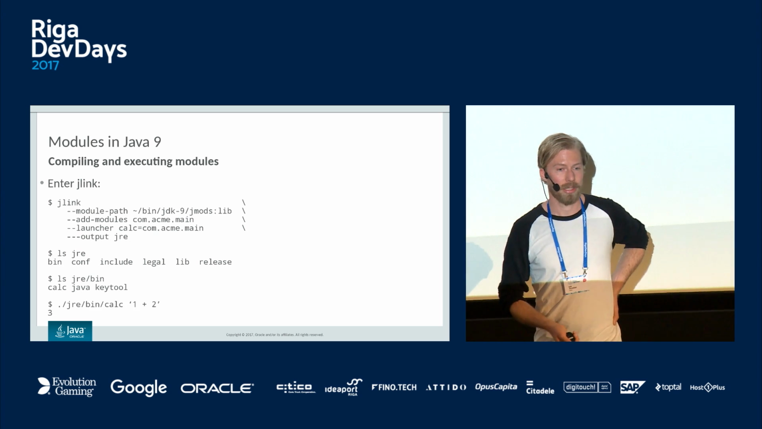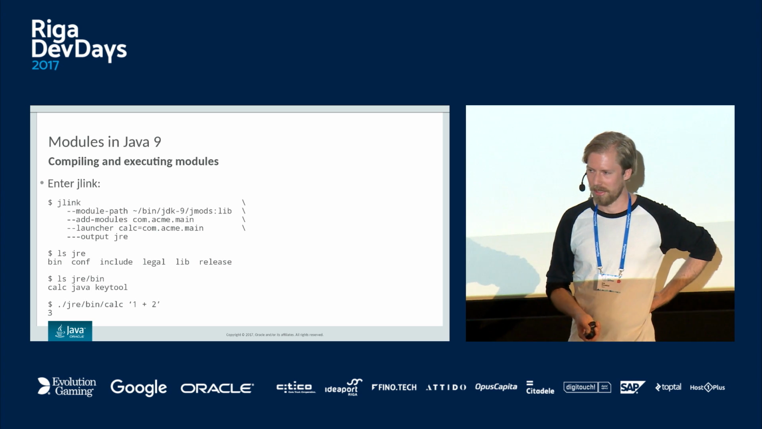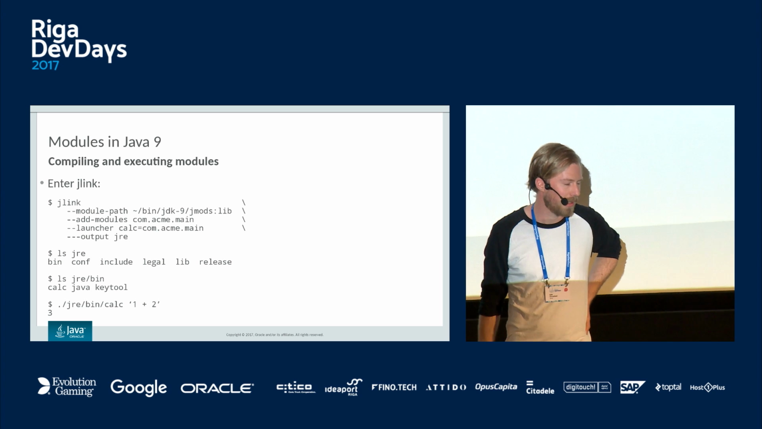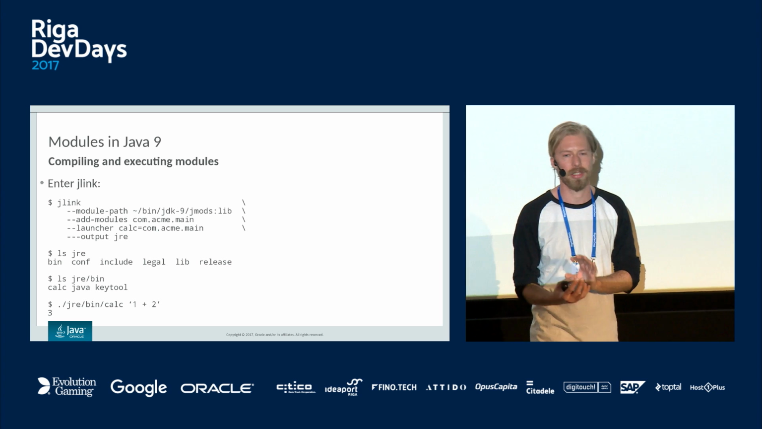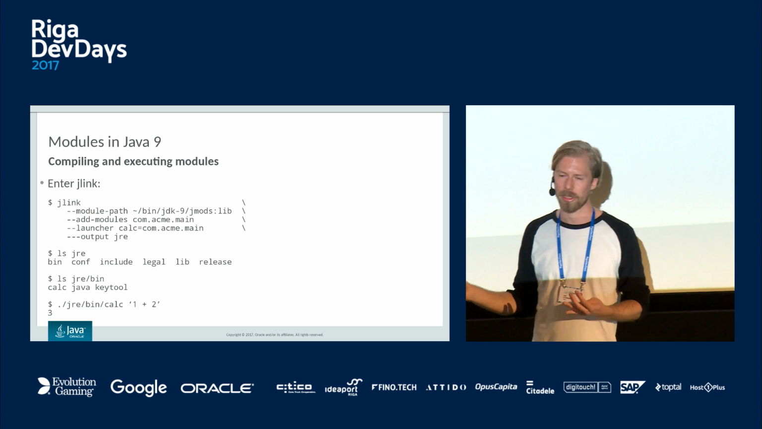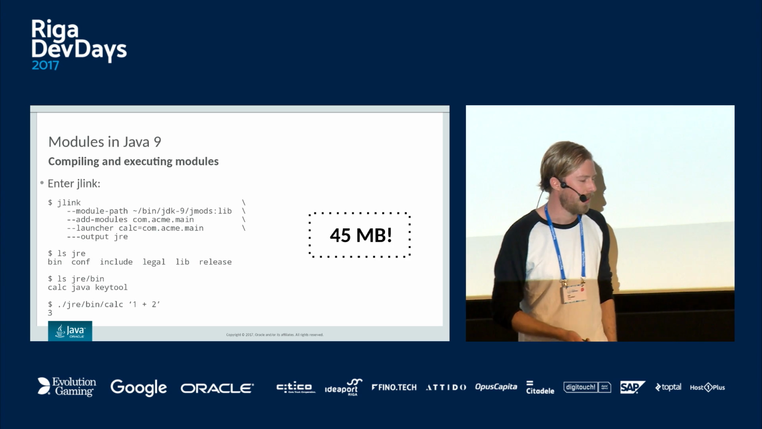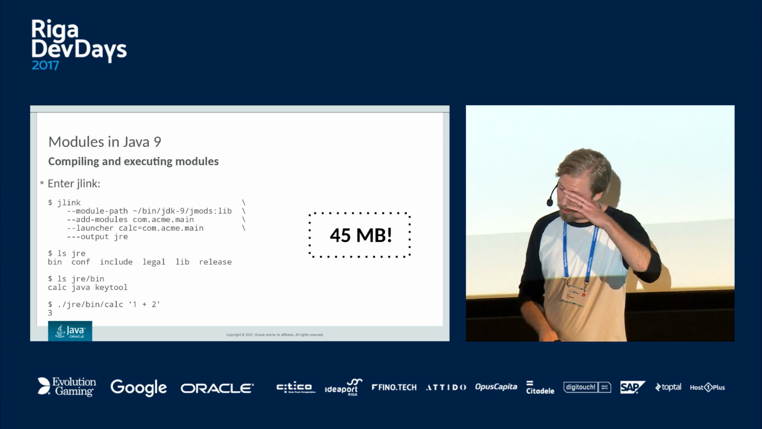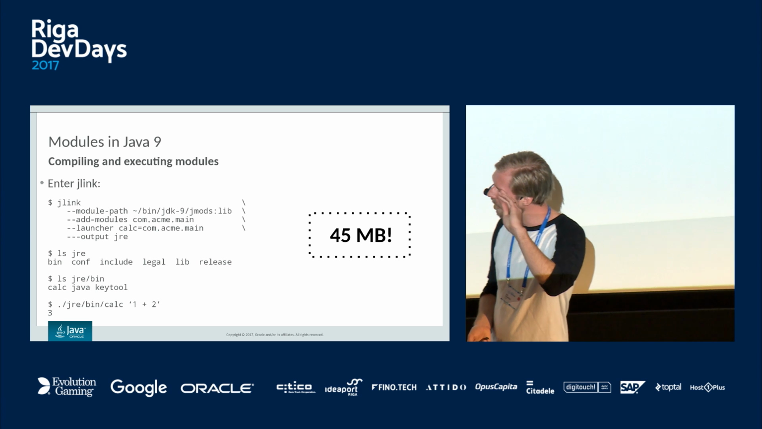And it actually runs our little application. That's pretty sweet. But the really, really cool thing about this is that if you start to look at the size of this JRE, how does it compare? Remember, our Java 8 JRE, that was almost 200 megabytes. This is 45 megabytes. So that's quite a bit smaller, but still it's pretty big.